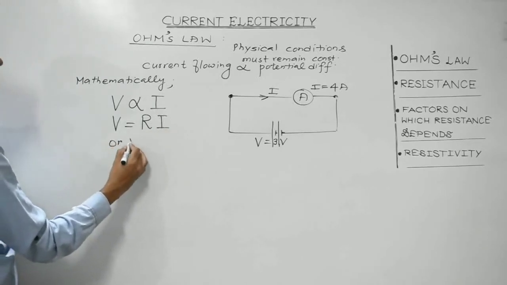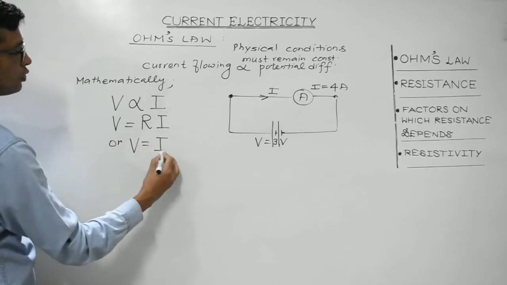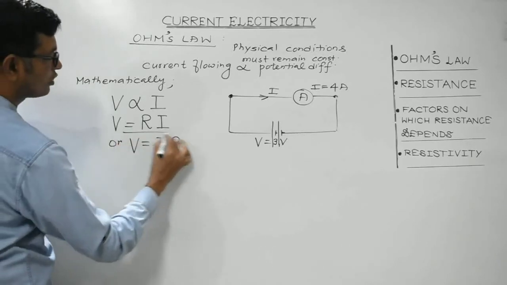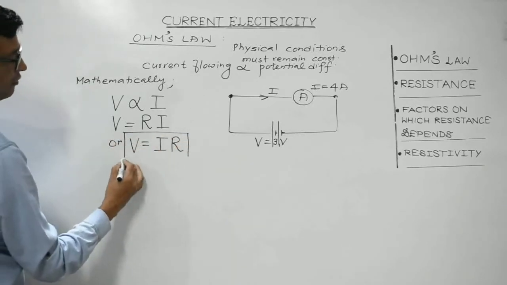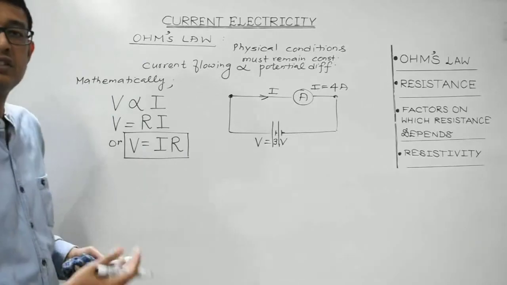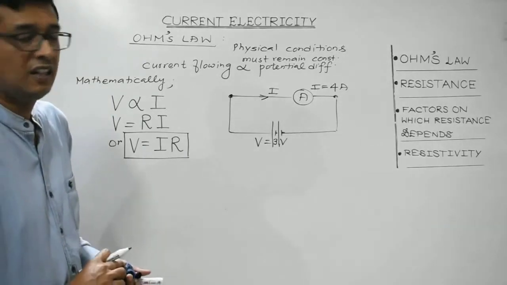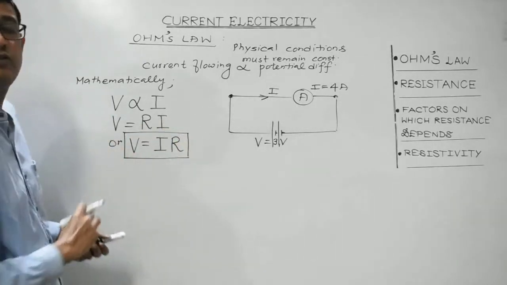Or it can be represented as V equals IR. R is the constant of proportionality, which is known as the resistance offered by the conductor. And this is the mathematical form of Ohm's law.